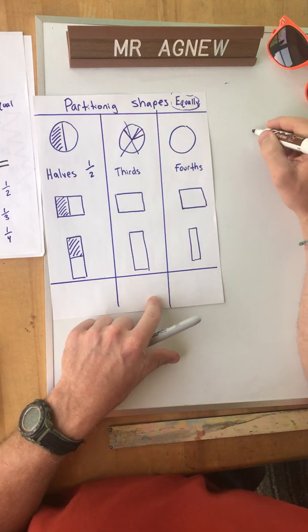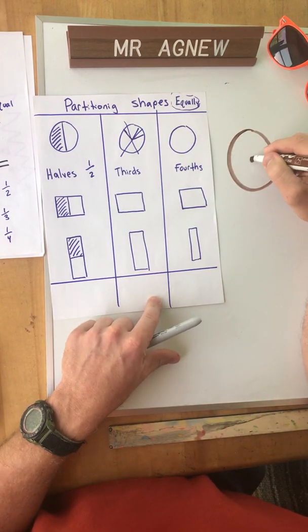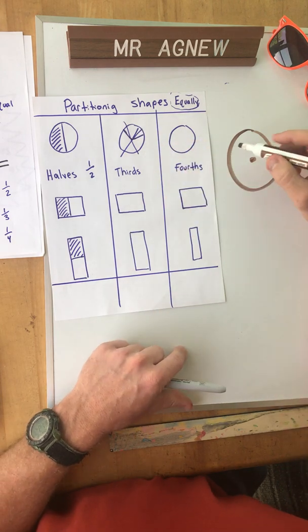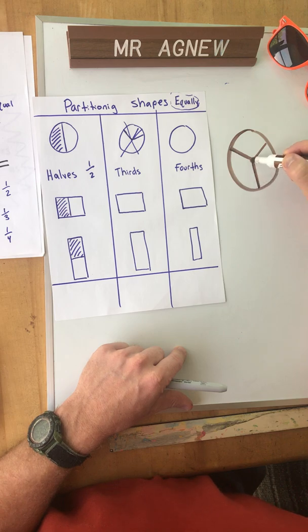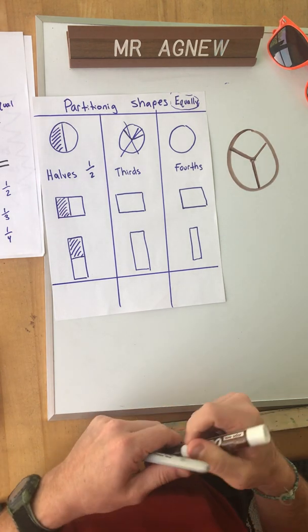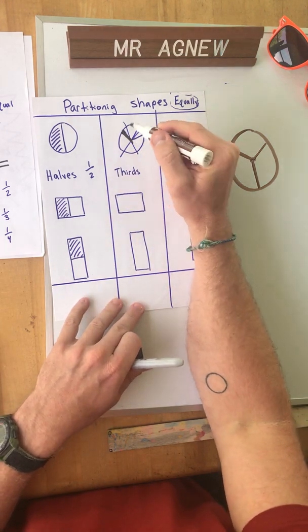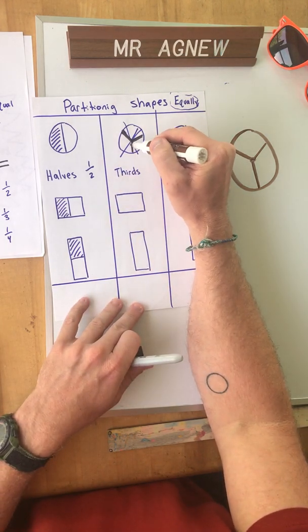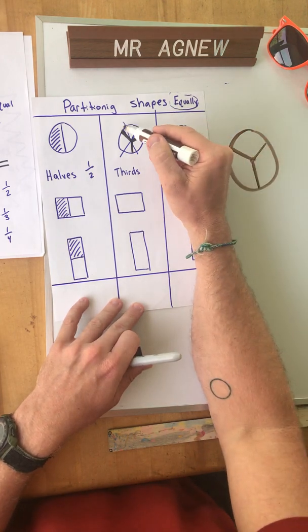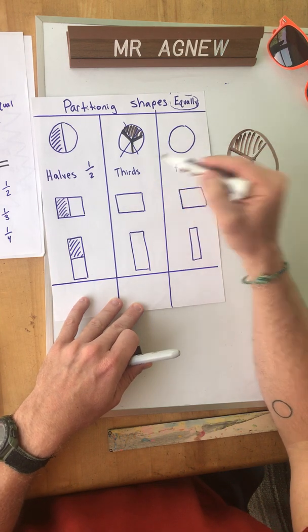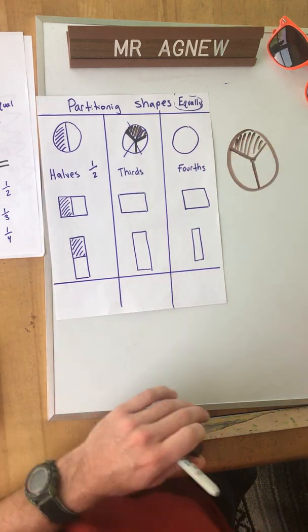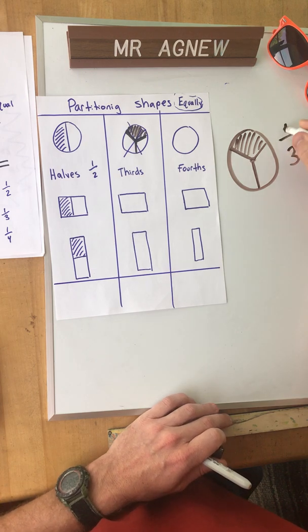Thirds. They got to be equal parts, so equal sizes. Let's do like this. And now I have here 1, 2. There it is. So third should have been like this. Boom, boom, boom. And then we shade in one side. This one might be the trickiest one to make a circle into thirds. 1/3 is shaded.